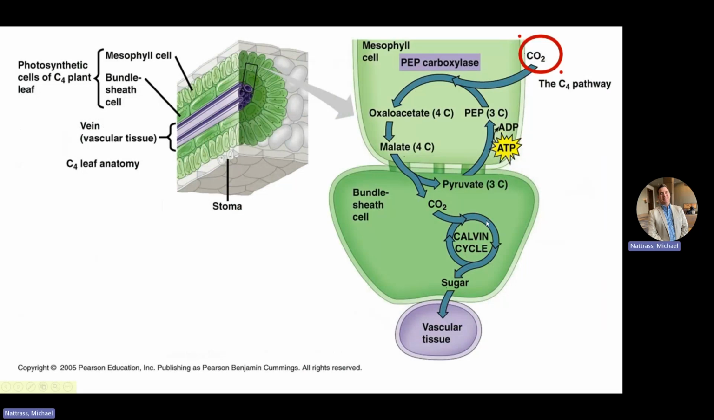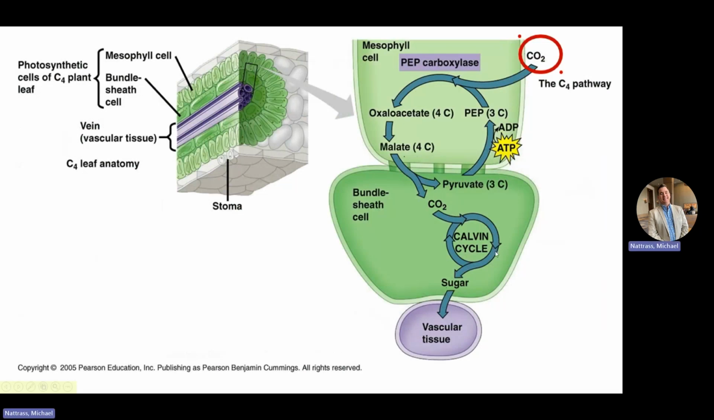Rubisco and RuBP. Rubisco fixes the carbon dioxide, attaches it to RuBP, forms a 6-carbon molecule that then gets split down into what? What is the intermediate step between the carbon fixation and the reduction phase in the C3 cycle? Remember, we need to form 2 of these. We have a 6-carbon molecule that then gets broken down into 2 3-PGA molecules.